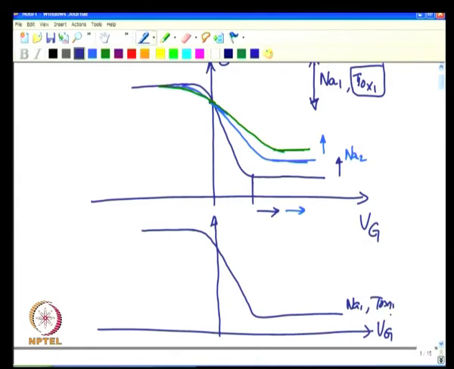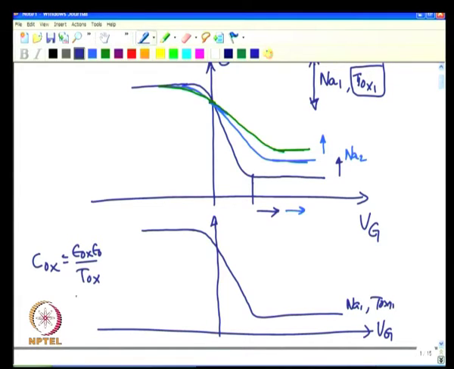Now, I start varying Tox. Let us say I start increasing Tox. So, now let us see what happens. If you increase Tox, you would expect, because your Cox has the relation epsilon ox epsilon naught over Tox, your oxide capacitance will start decreasing as you start increasing the oxide thickness. And that will certainly have an impact on the maximum capacitance that we will have, because maximum capacitance is solely governed by oxide capacitance, and oxide capacitance starts varying as you vary Tox.